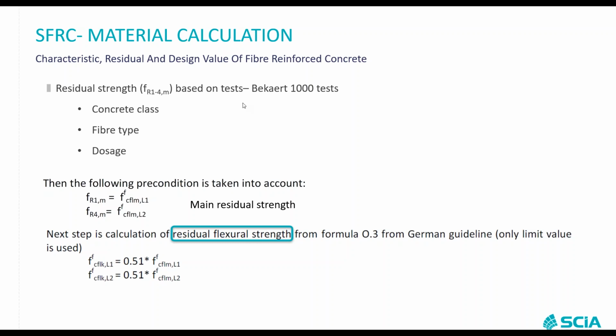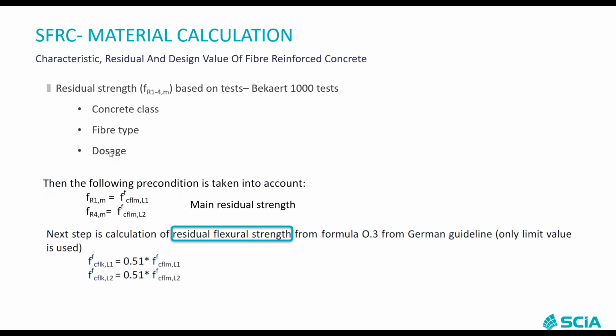And if you read the German guideline, they explain how you can obtain the residual strength, and they say you need a minimum of 6 tests to obtain that value. What we have in SCIA Engineer is a library based, as I mentioned, on very good collaboration with Bekaert, and Bekaert made really huge tests to obtain that value. And this value is influenced by the concrete class, the fiber type, and the fiber dosage.